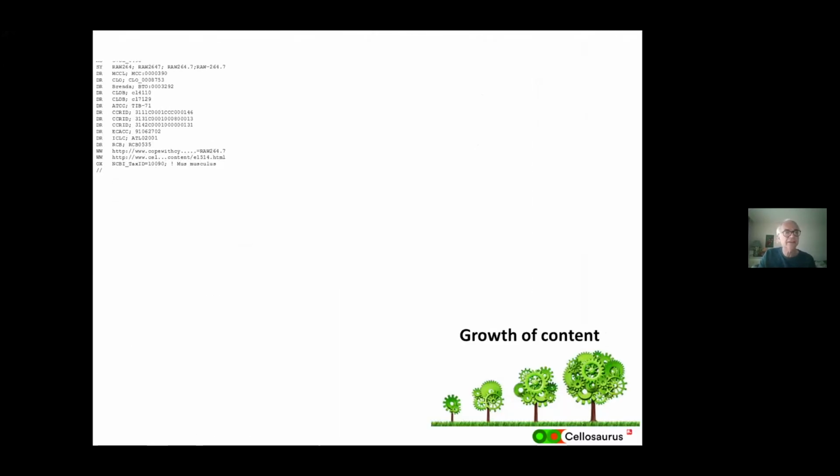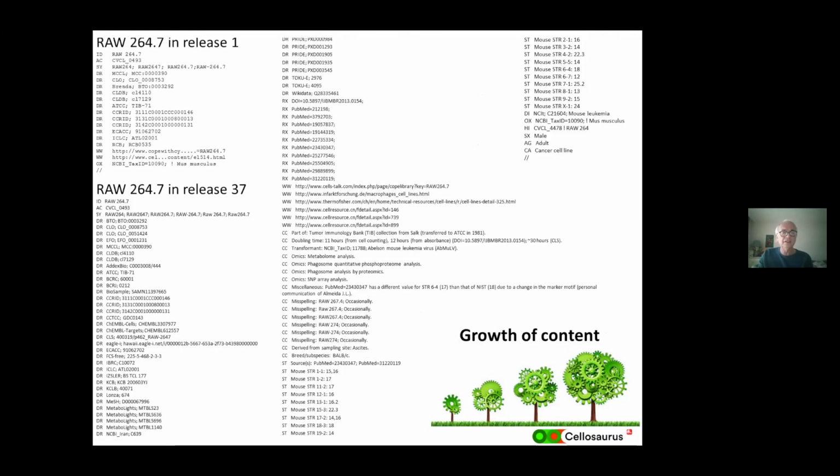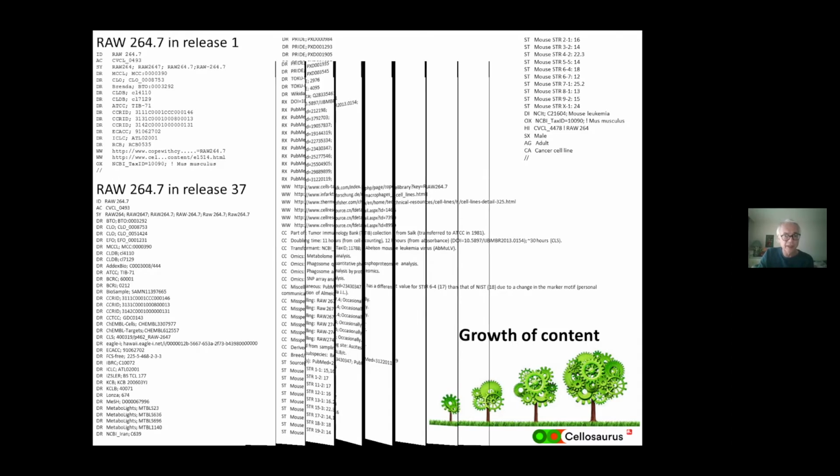You can see this by looking at this slide. You see here one entry inside the Cellosaurus. It's a mouse macrophage cell line, as it was in release 1, and what the information is in release 37 for the same cell line. You don't need to look at the details of this entry, but visually you can see there is much more information, and the variety of information has also increased between release 1, which was in 2012, and release 37, which was last month.